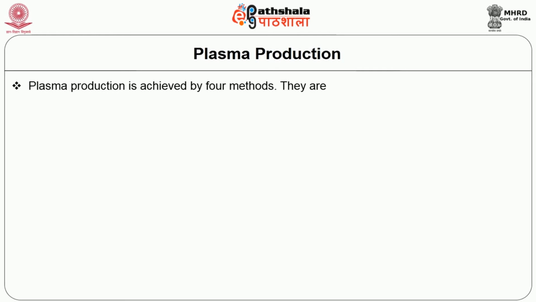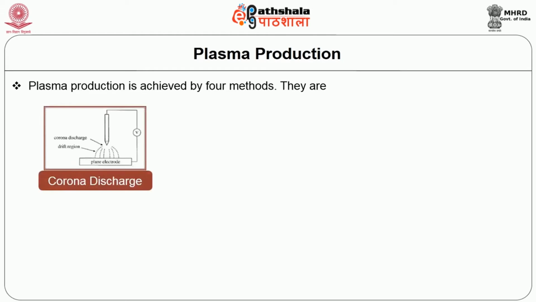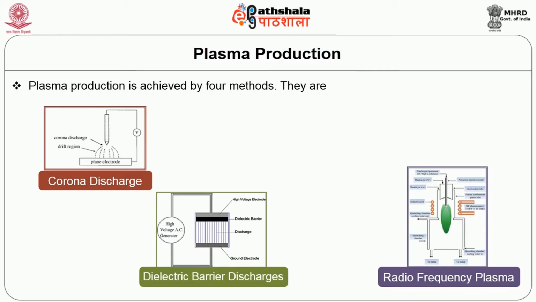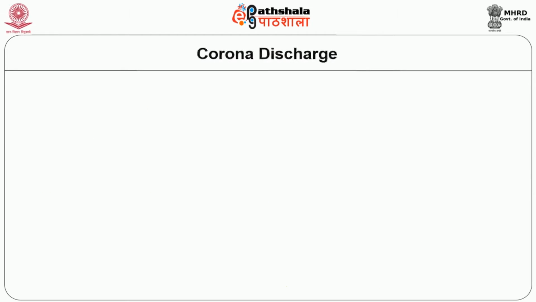Plasma production is achieved by four methods. They are corona discharge, dielectric barrier discharge, radio frequency plasma, and gliding arc discharge. Now, we will discuss these methods one by one. The first method is corona discharge.